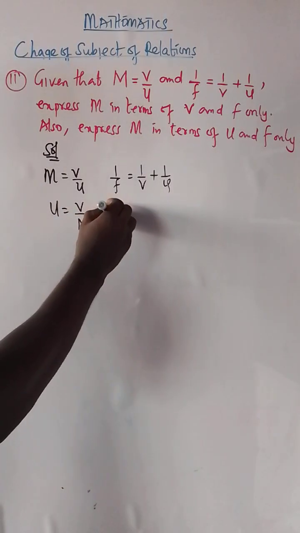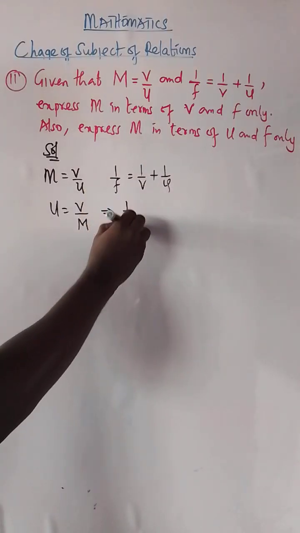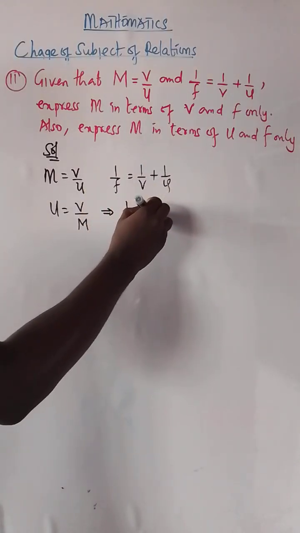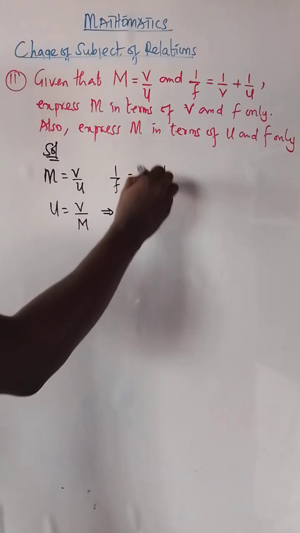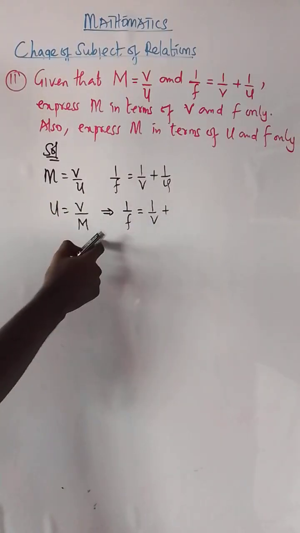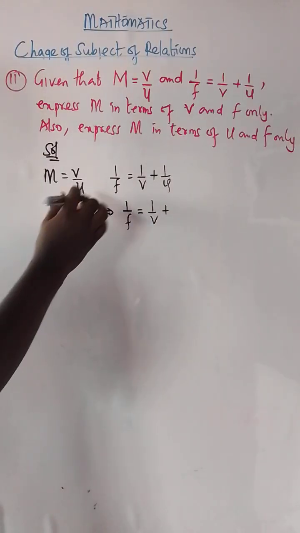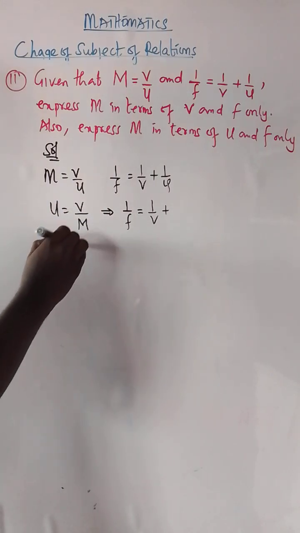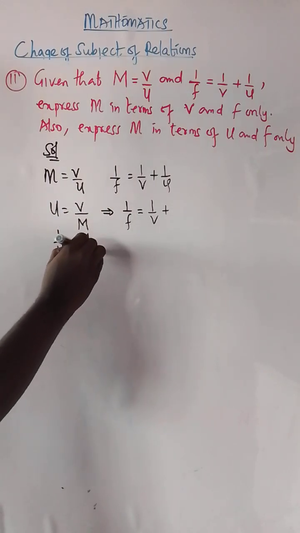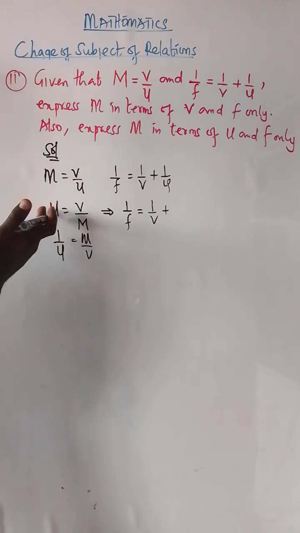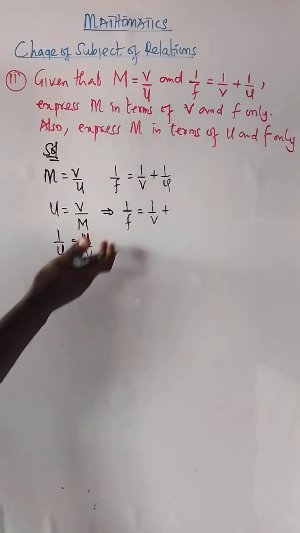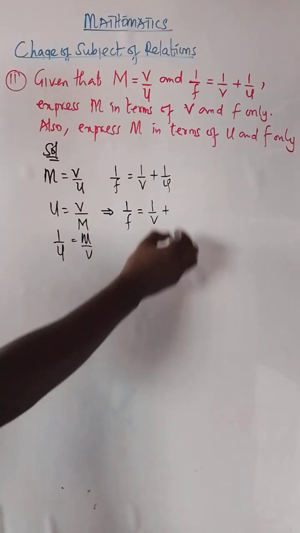So it implies that from here, 1 over F equals to 1 over V plus 1 over U. If U is V over M, note that again. If U is V over M, 1 over U, the reciprocal becomes what? M over V. You can just swap it. So if U is V over M, 1 over U is what? M over V. So let's write 1 over U here, put what?